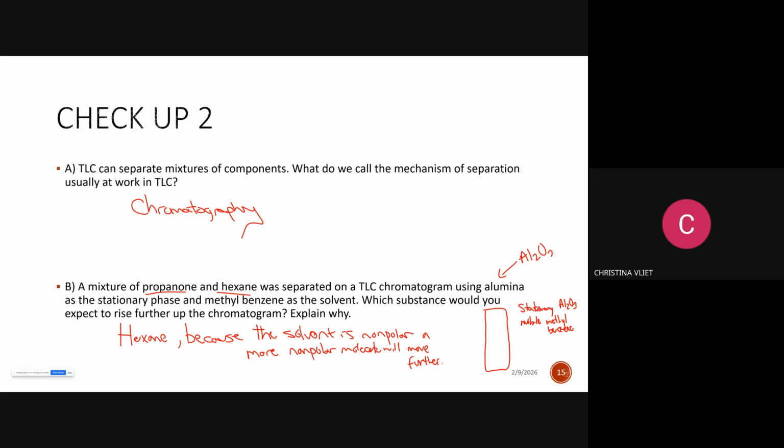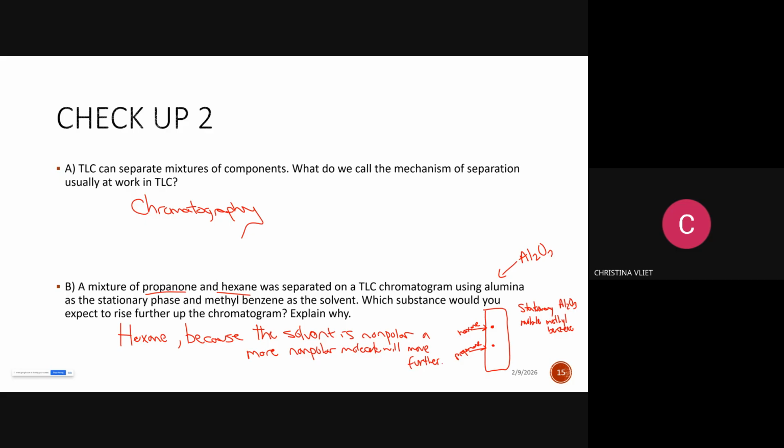So you could expect, for example, the hexane to be here, and maybe the propanone to be over here. Propanone's a ketone. It's definitely got that electronegative oxygen, so it's not going to move as much. All right, so that's TLC.